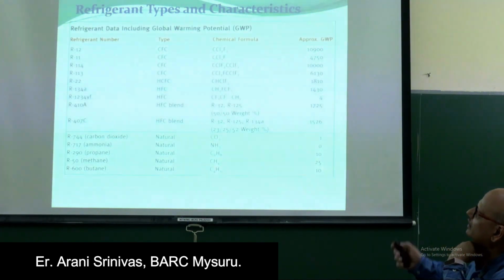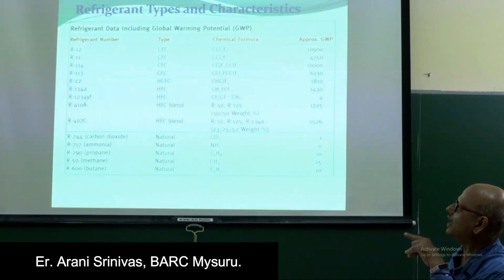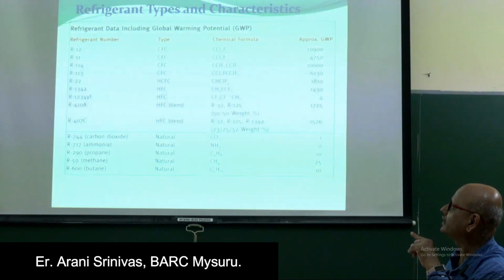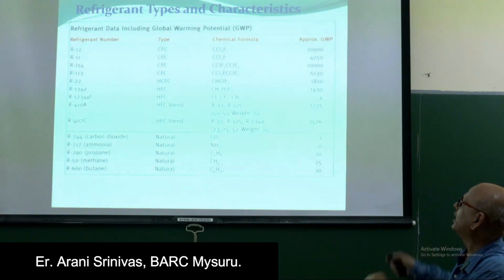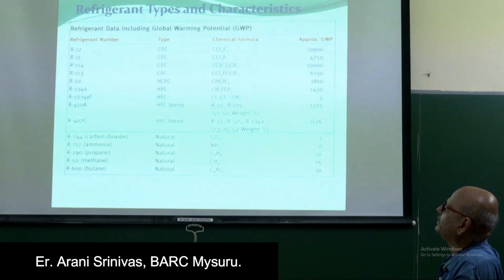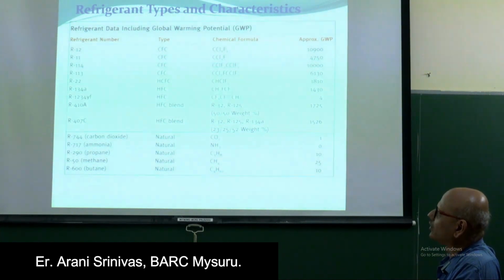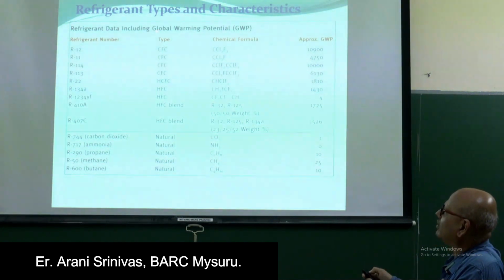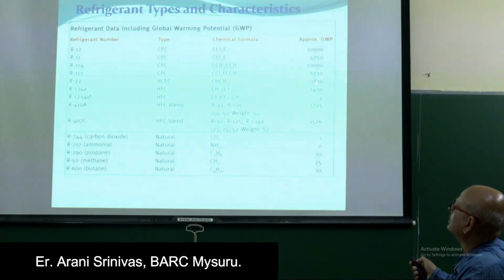See, these are the refrigerant types and characteristics. R12, a CFC, chemical formula CCl2F2. So two chlorines are there, and because of that it has a GWP of 1900. R11, CFC, CCl3F, 4750, and R114. Like that, different gases are all CFCs, chlorofluorocarbons, with chlorine. Then R113 and R22 are HCFC, hydrochlorofluorocarbon, which have less GWP.